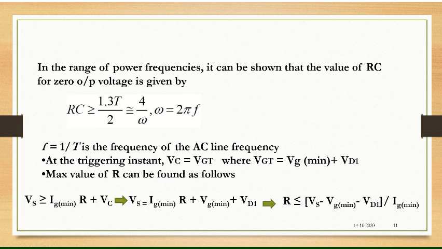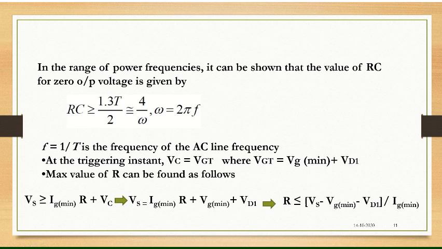Now one more point to remember or understand here. At triggering, that is the moment the SCR triggers, the voltage across the capacitor is equal to VGT, where VGT is given by VG minimum plus VD1. That is the minimum voltage required at the gate terminal, plus the voltage across diode D1. If both together are enough, then that will trigger the SCR. So that is actually our gate triggering voltage.